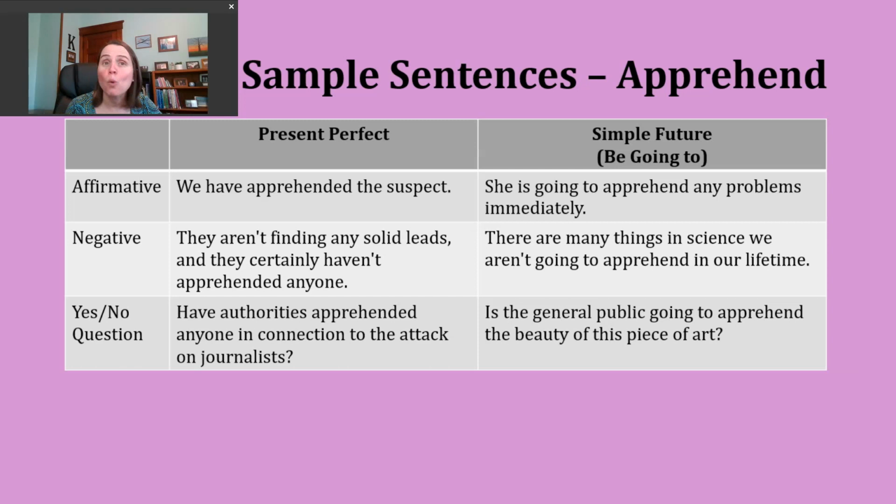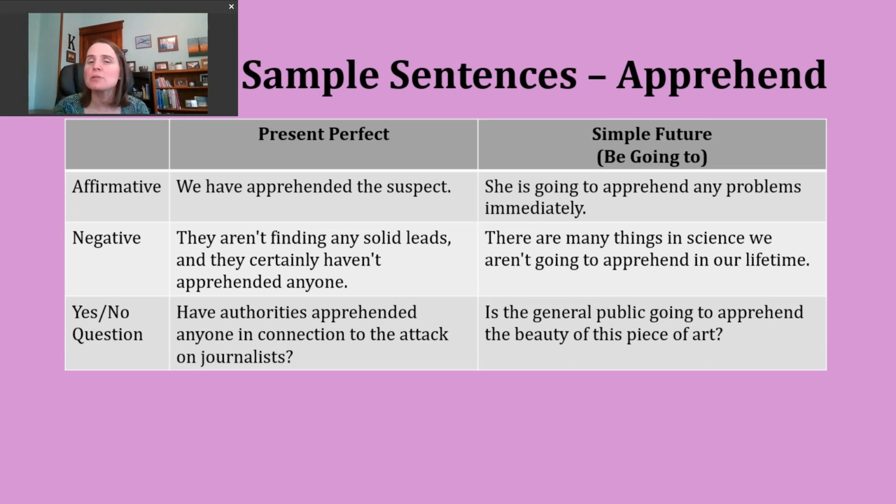So again, we're going to have to pay attention to our subject because we have three forms of be in the present tense. This means if your subject is I, use am going to and then the base verb. But if your subject is you, we, or they, use are, A-R-E, going to, and then the base verb. Finally, if your subject is he, she, or it, use is going to, and then the base verb.